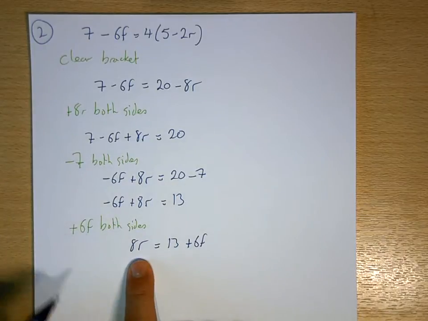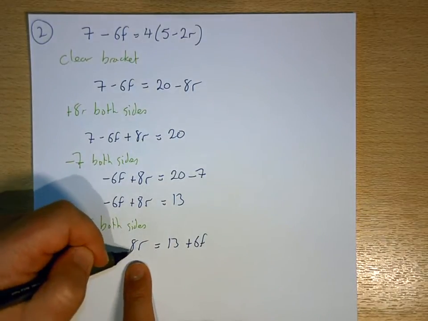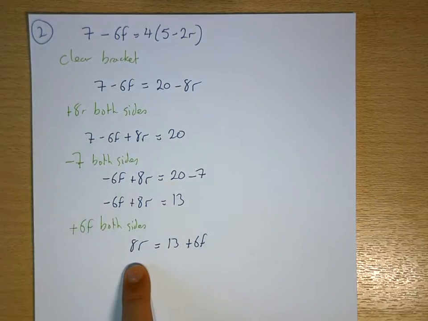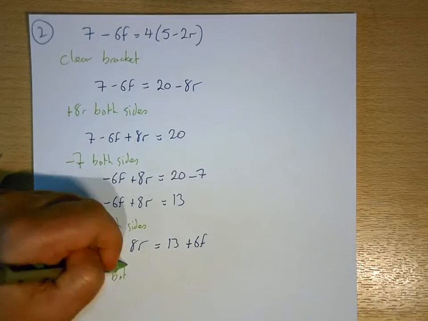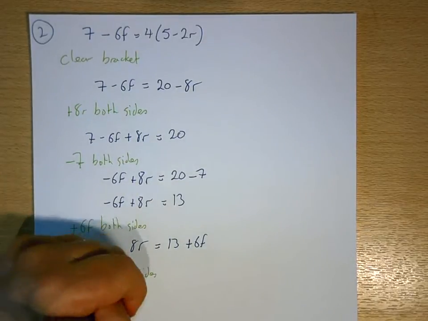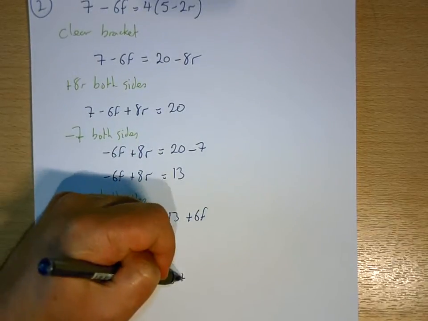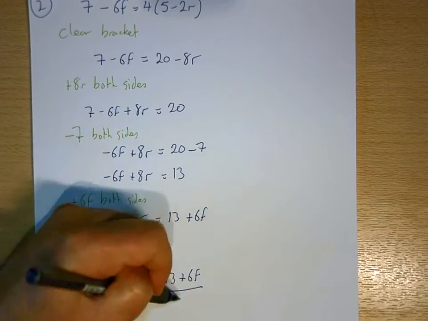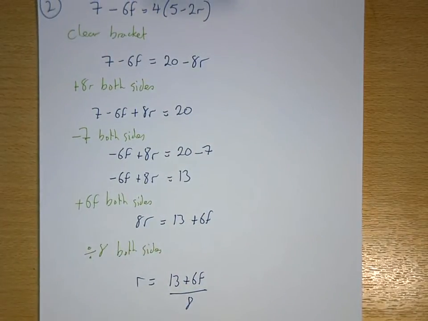To get the r on its own, I've got to get rid of the 8. The 8 and the r are joined by a multiply. So the opposite of multiplying is divide 8 both sides. That leaves me r on its own on that side, and on this side divide by 8. Okay?